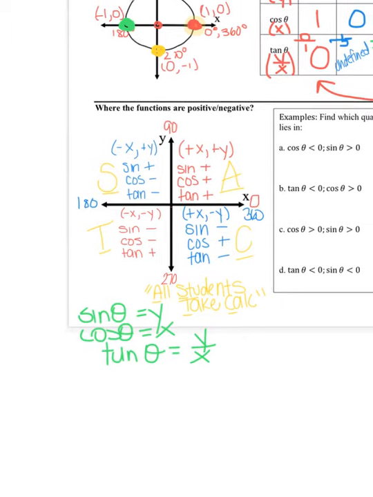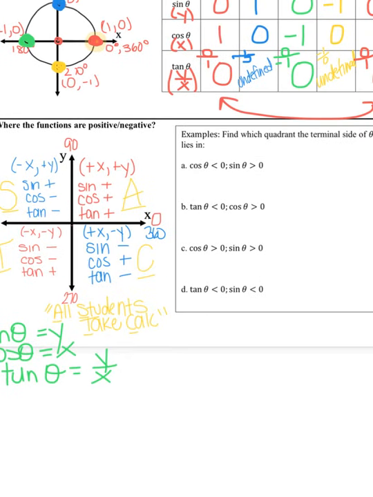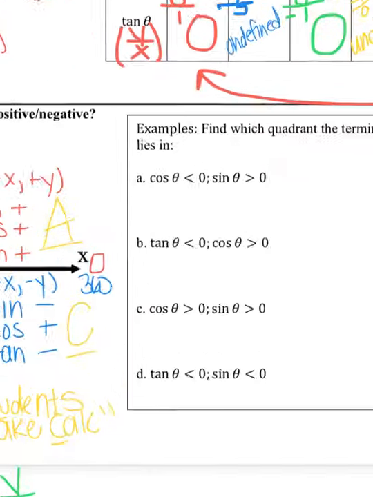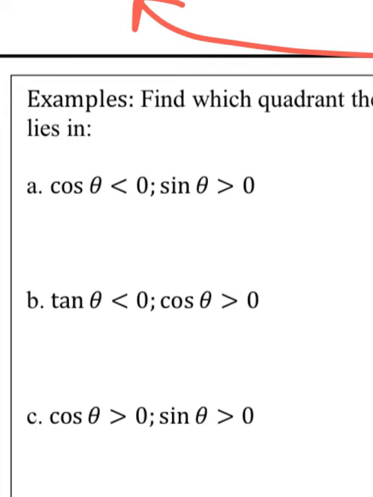So now questions that we would ask with this. We'll give you like 2 criteria, and then you'll tell us what quadrant it's in. So for example, letter A over here. Cosine of theta is less than 0. That means that cosine is negative, right? Less than 0 is negative. Sine of theta is greater than 0. That means that sine has to be positive. There's only one quadrant where cosine is negative and sine is positive.